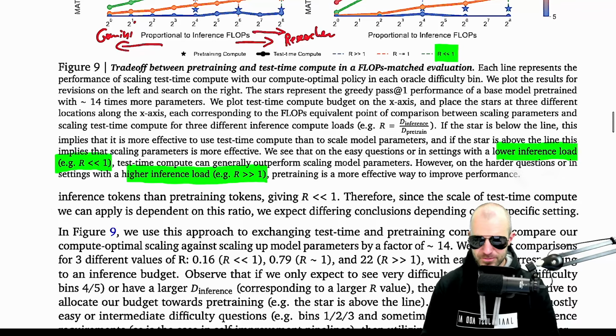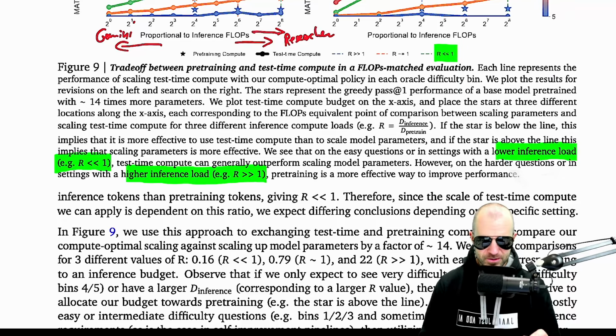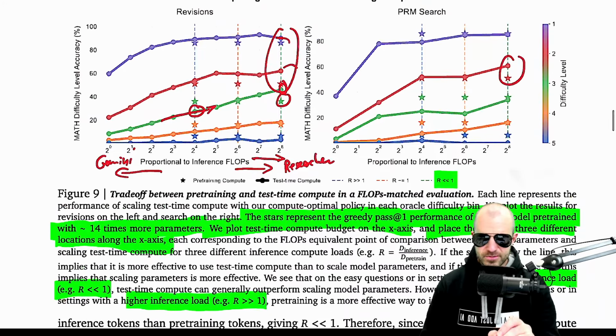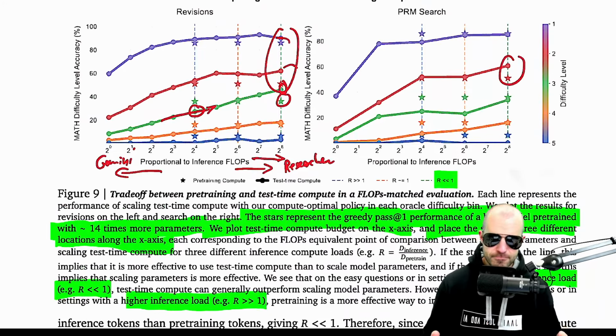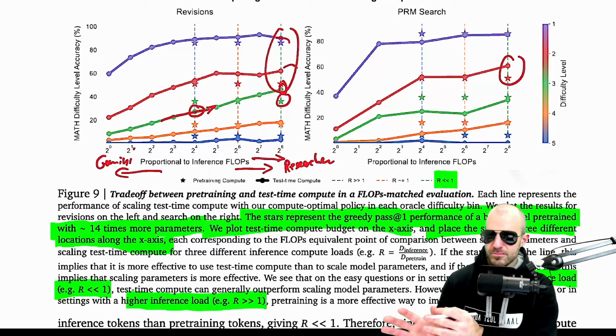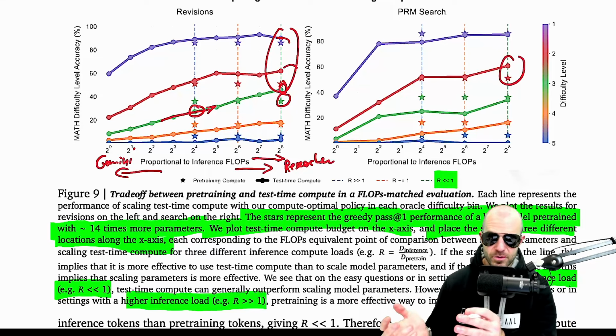So that's good. They are going to come to a conclusion, essentially. They say the star represents the greedy pass-at-one performance of a base model pre-trained with about 14 times more parameters. We plot the test time compute budget on the x-axis. They place the stars at 3 different locations. So the pre-training, they're going to invest to train a bigger model, because if you pre-train more, then you can afford a bigger model.